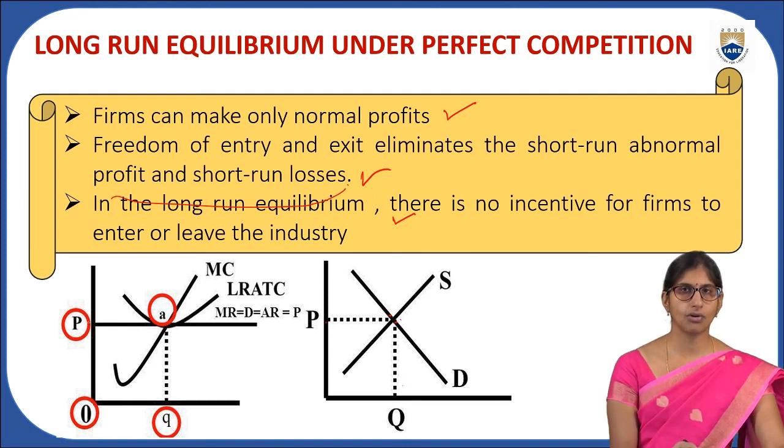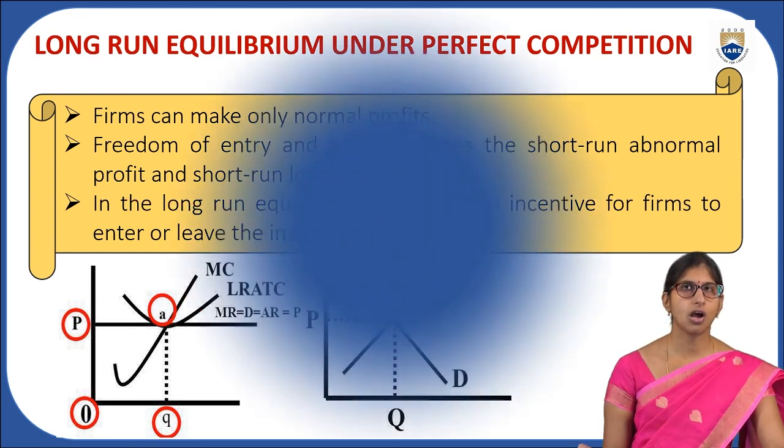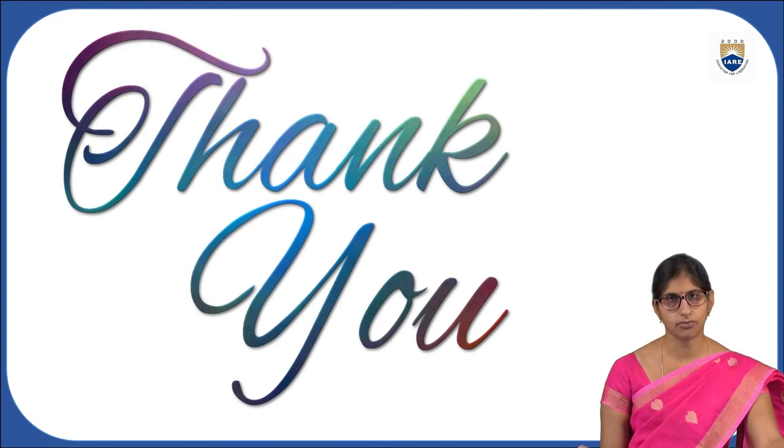And now coming to this curve, here we have average revenue equal to marginal revenue equal to price. And here the long run average cost curve is U-shaped, which is tangent to the revenue curve, and the marginal cost curve cuts the average revenue curve as well as the average cost curve from below. Okay, at the point A, right? So this is the point of equilibrium where the firm is going to have normal profits. Okay, so this is all about long run equilibrium in case of perfect competition.